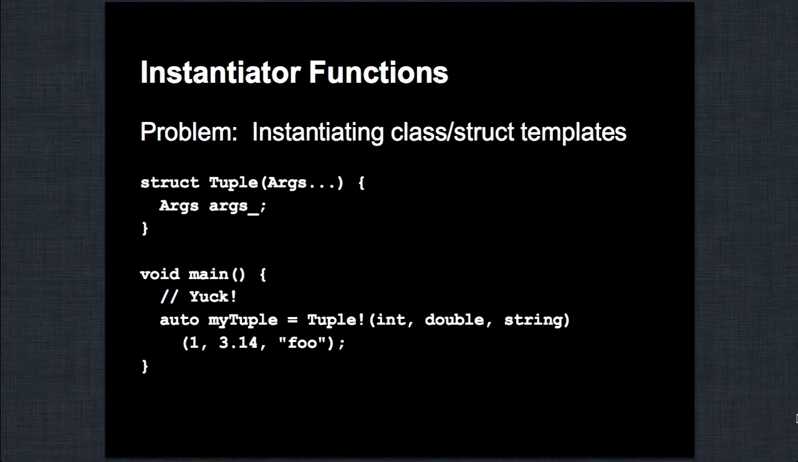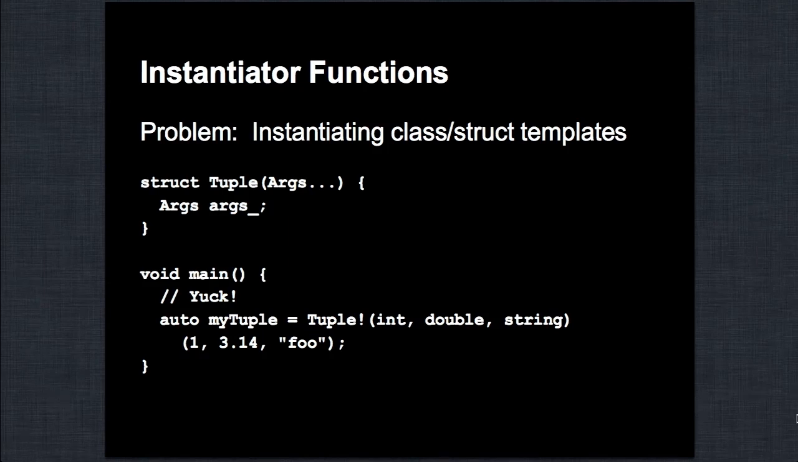So here's an example without the instantiator function pattern. This struct tuple is a highly simplified version of what's in std.typecons. It's just a struct template that takes a set of types and holds those types in args. Now, the way we instantiate this template, let's say we have an int, a double, and a string. We can instantiate the template with an int, a double, and a string, and then pass these three arguments as a struct literal to tuple, and we've instantiated our struct.